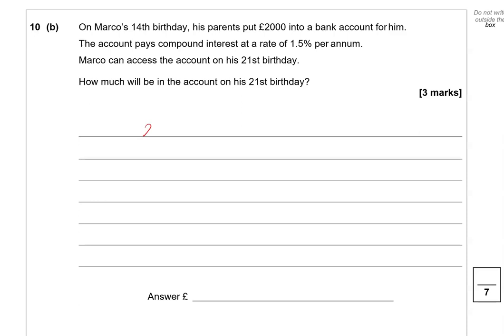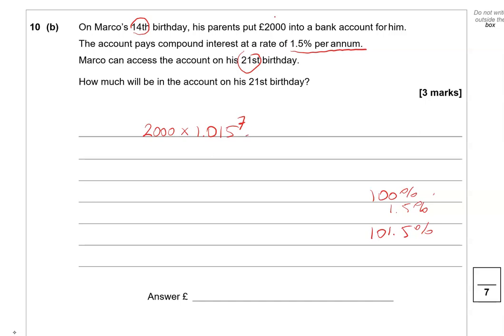So the initial amount is £2,000 times 1.015, because on top of the 100% we add in 1.5%, so that becomes 101.5%. As a decimal, you write this as 1.015. In other words, you divide it by 100. We say on top of the 100% because it will be increased on top of the £2,000. Now we need to put a power here. And what's that power? That's the number of years, because 1.5% is per year. How many years? From 14 to 21, there will be 21 take away 14, which gives us 7. So 7 years.